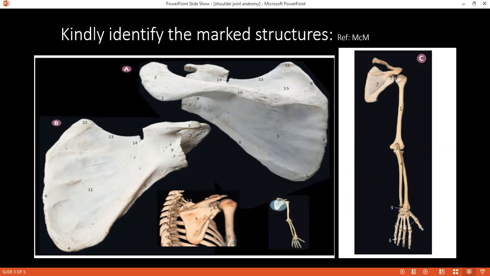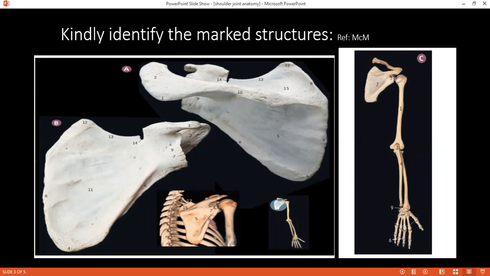Can you please tell me how the shoulder joint is formed? The shoulder joint is formed by the head of the humerus articulating with the glenoid labrum and the lateral end of the clavicle.